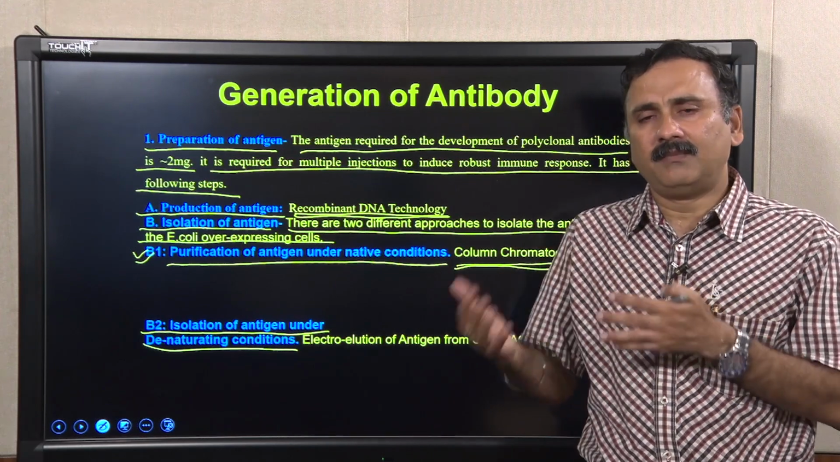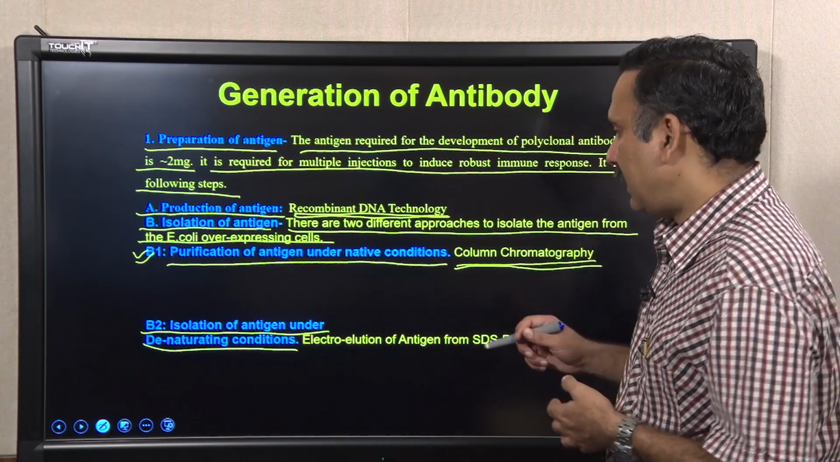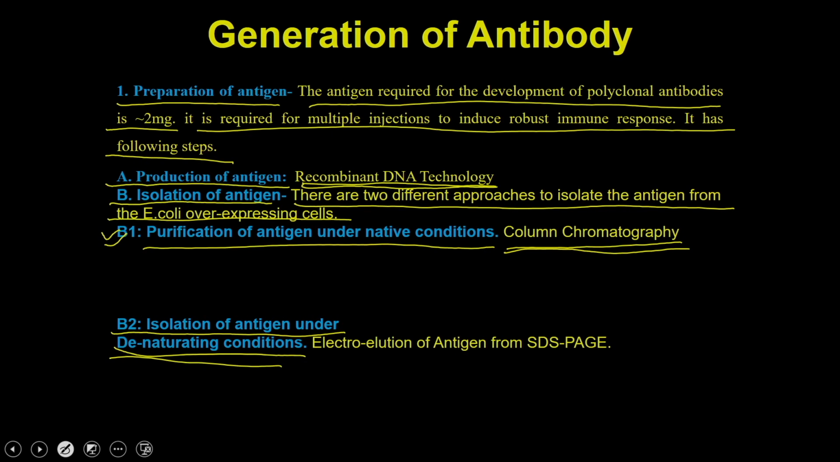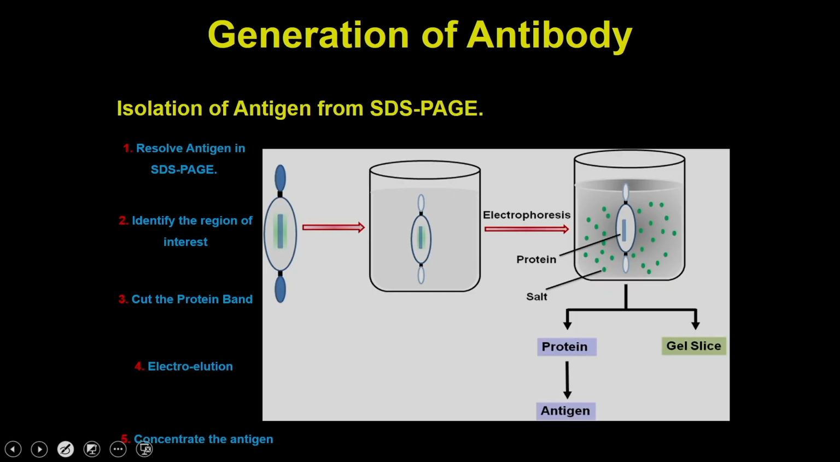So, it hardly matters. In the isolation of antigen under denaturing conditions, what you are going to do is electroelution of the antigen from the SDS-PAGE. So, let us see how you can isolate the antigens under denaturing conditions using electroelution. Isolation of antigens from the SDS gel has multiple steps.